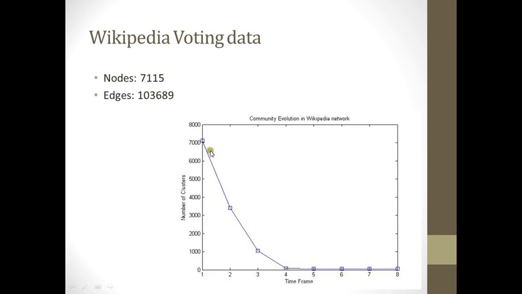Then I kept on adding some of the edges. As the number of edges added to the network increases, the community structure becomes stronger, and hence the number of communities decreases. This is the first example, where I have collected data from Wikipedia voting. There was some voting conducted in Wikipedia, and there were about 7,515 nodes and about 0.1 million edges. So this is the first network.